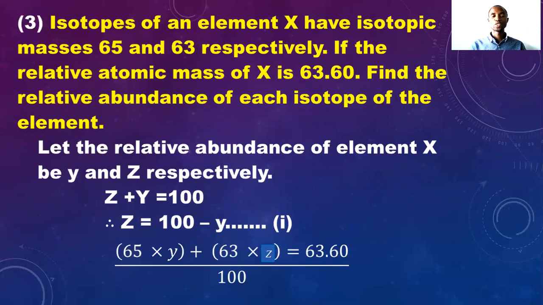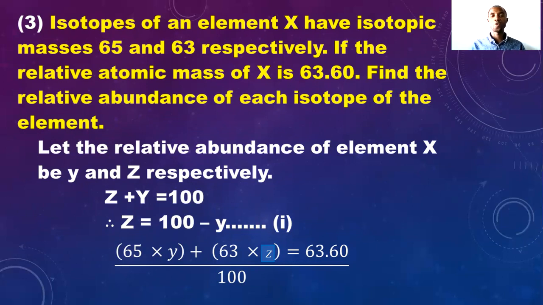This question says, isotopes of an element X have isotopic masses 65 and 63 respectively. That is, the masses of the isotopes of X are 65 and 63. If the relative atomic mass of X is 63.60, find the relative abundance. Now, the relative abundance, the percentage of each isotope of the element.